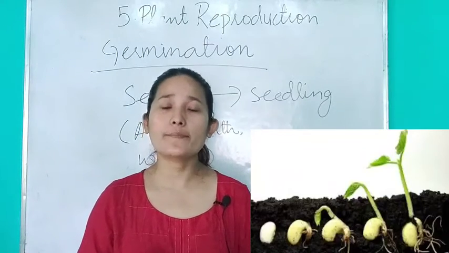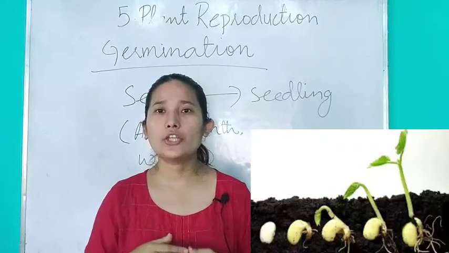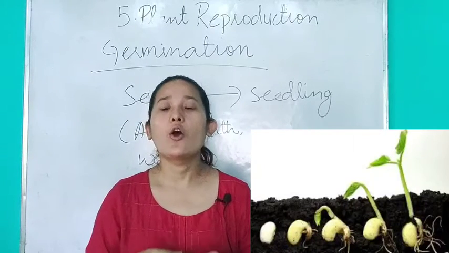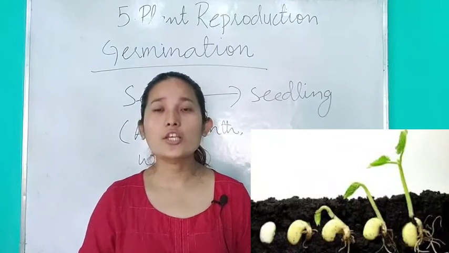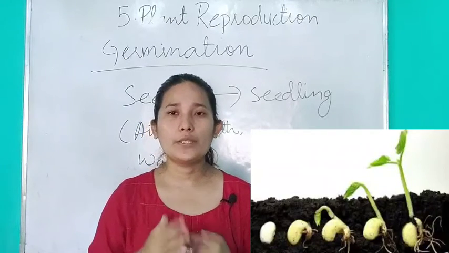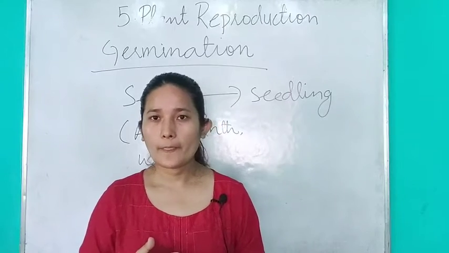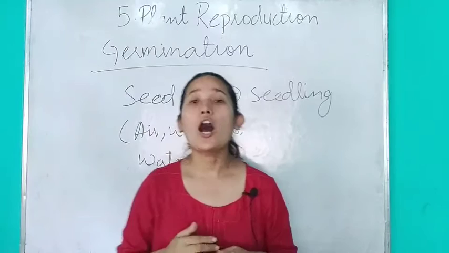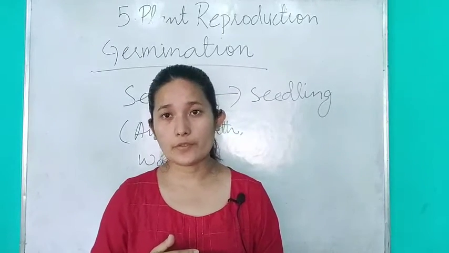Okay, so the process by which seed is converted into seedling in the presence of proper air, warmth or water is referred to as germination. You just have to go through the meaning of what is germination. Now next we will be discussing how seed is dispersed.